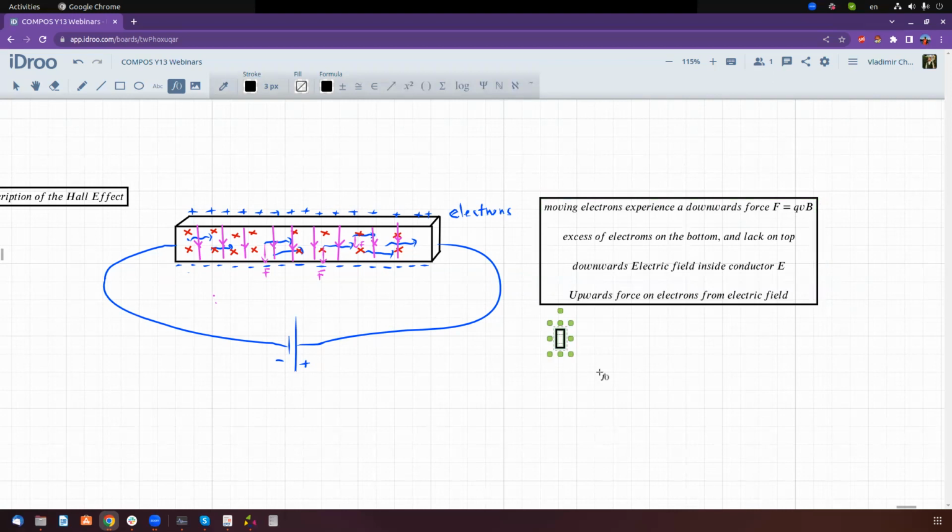Okay, so the upwards force equals E times Q, and because they are equal, we have QVB equals EQ, so V is equal to E over B.